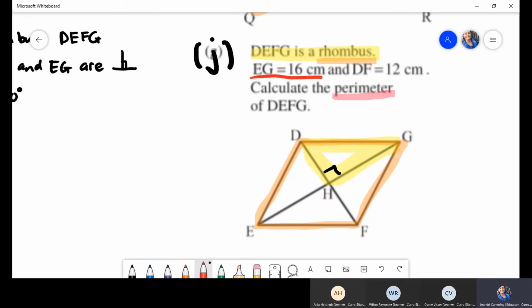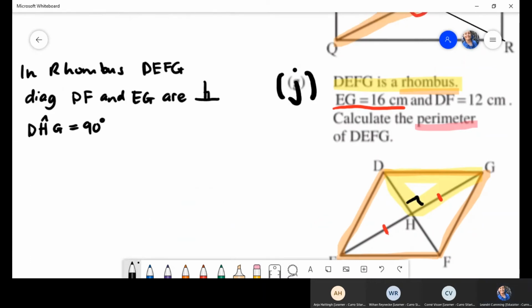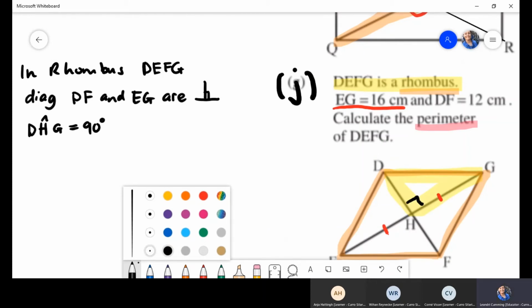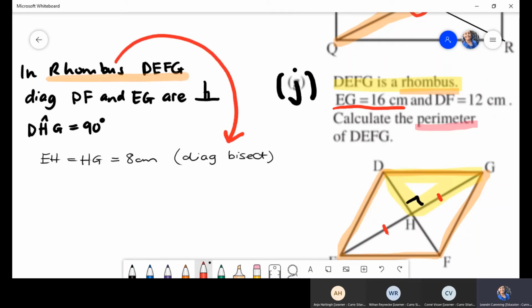We go to EG. Now, the whole of EG is 16, okay? Take it back, which means that length is going to be equal to that length. That's the next statement we'll make. I'm going to say that EH is equal to HG, which I can just halve. It's 8 centimeters. Why? Because the diagonals of my rhombus bisect. Why? Because I have a rhombus. All my theory comes from that statement.